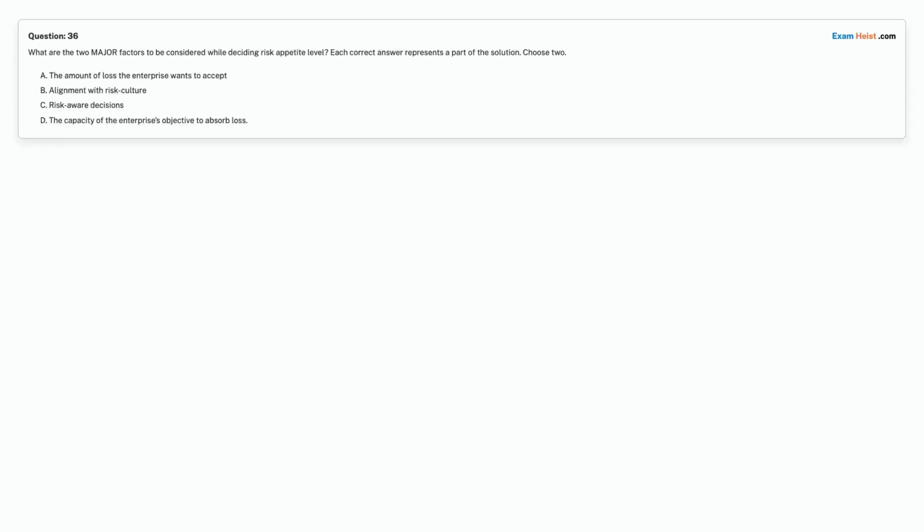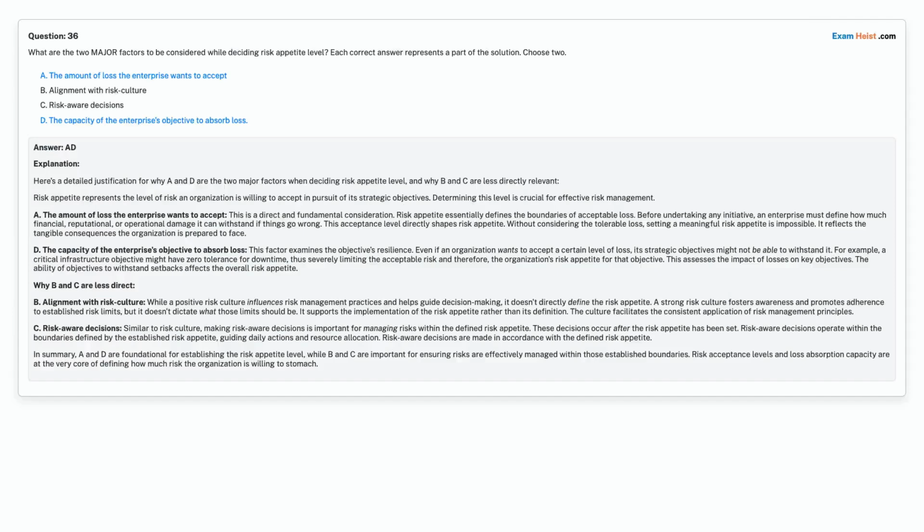Question 36. What are the two major factors to be considered while deciding risk appetite level? Each correct answer represents a part of the solution. Choose two. Option A. The amount of loss the enterprise wants to accept. Option B. Alignment with risk culture. Option C. Risk-aware decisions. Option D. The capacity of the enterprise's objective to absorb loss. Choose the correct answer. Correct answer is Option A. The amount of loss the enterprise wants to accept. Option D. The capacity of the enterprise's objective to absorb loss.